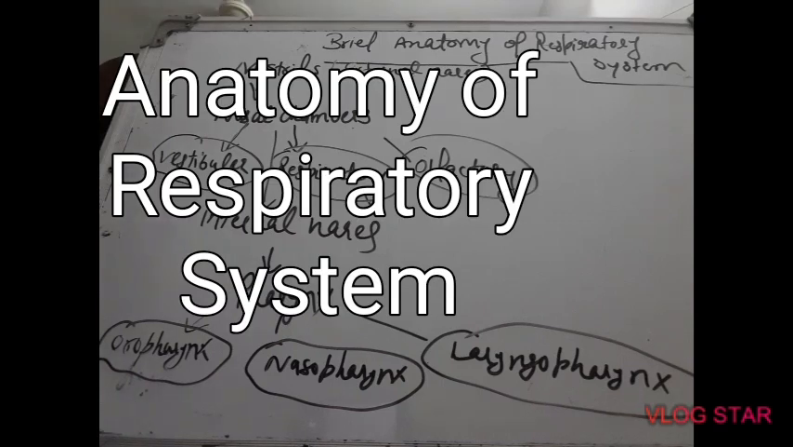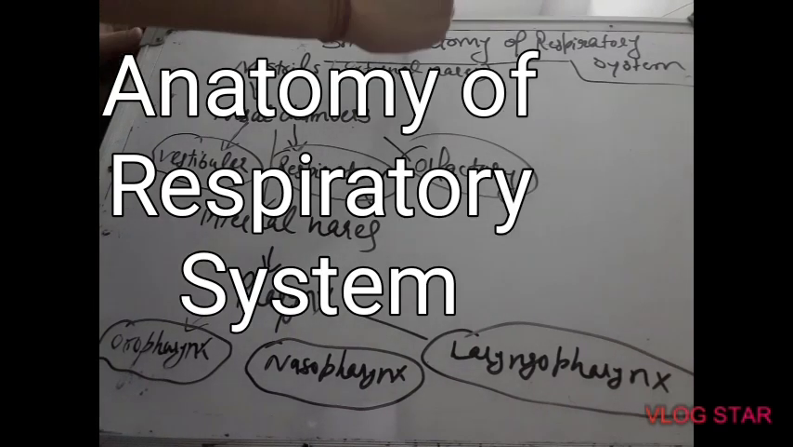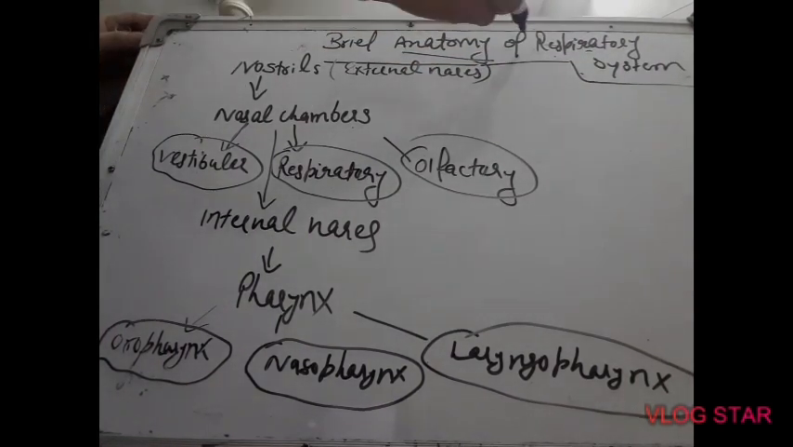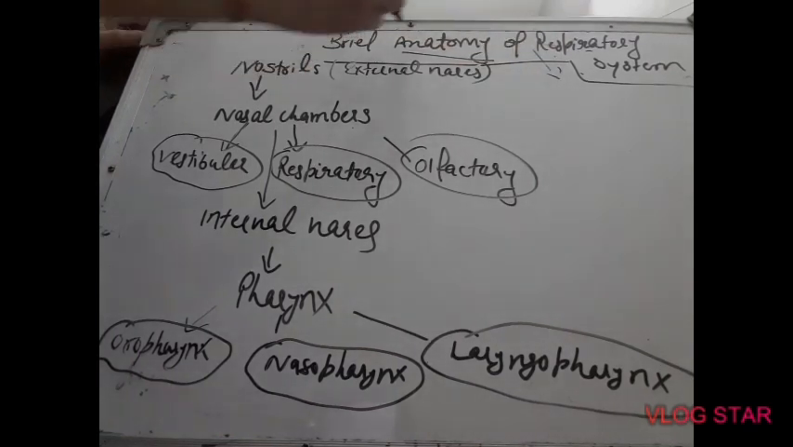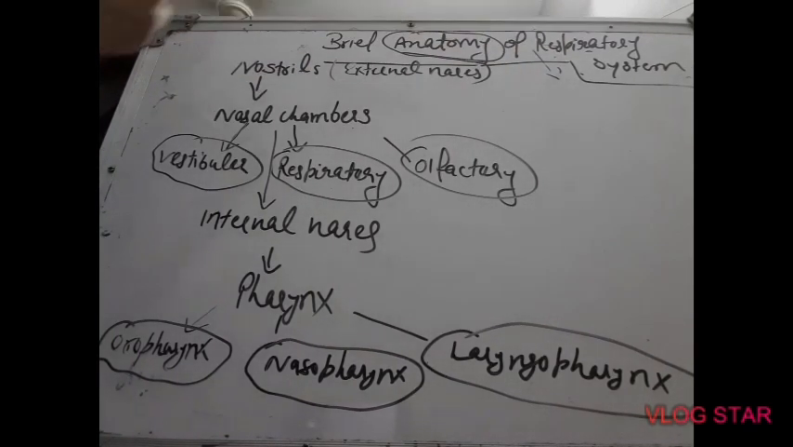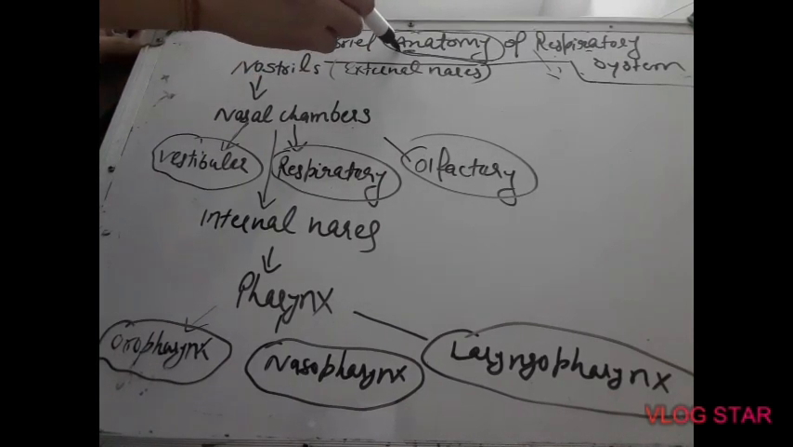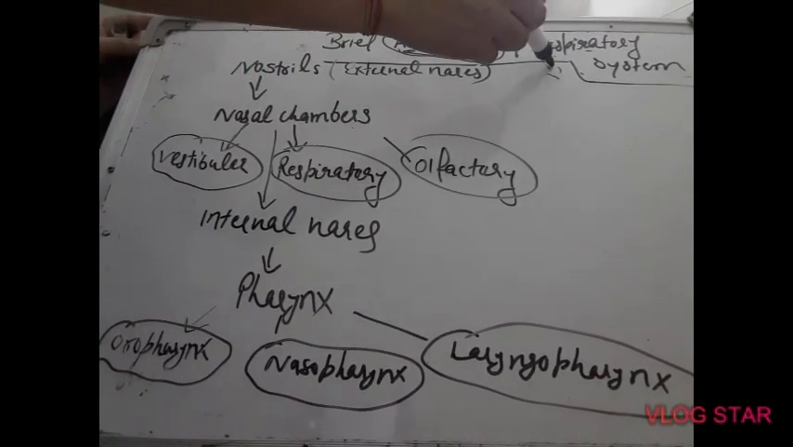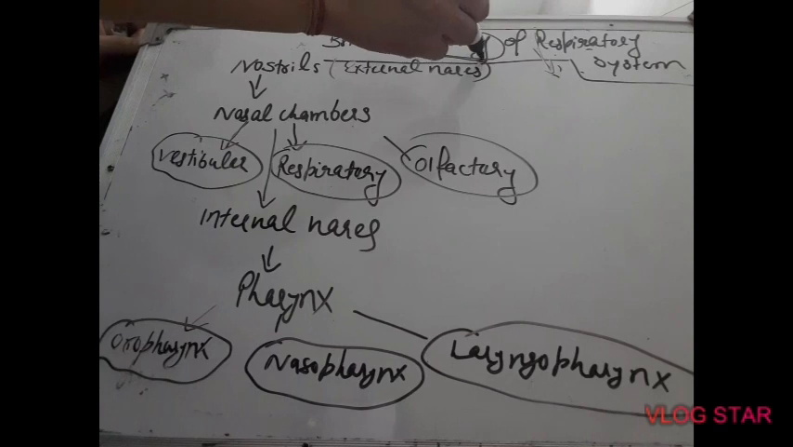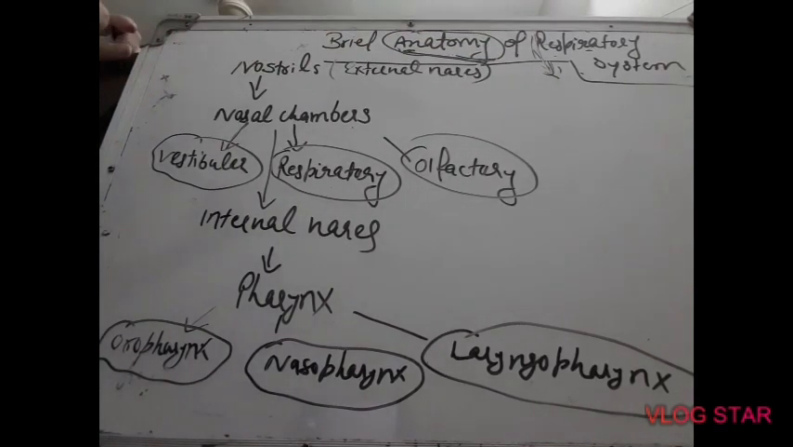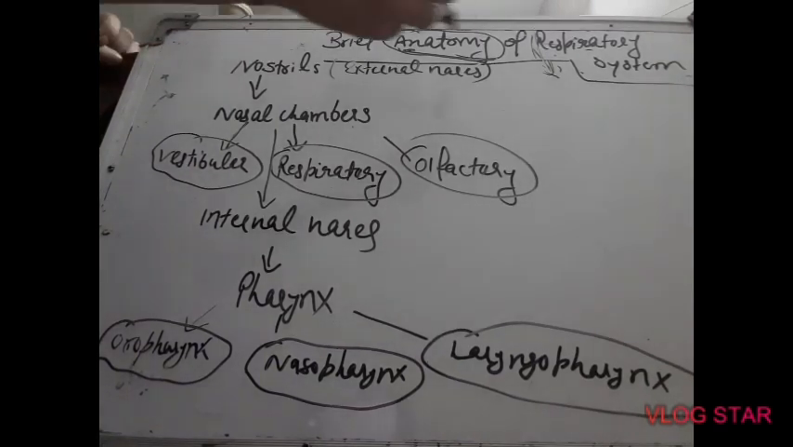Today's topic is anatomy of human respiratory system. Before going on to the topic, we must know what is anatomy. What is anatomy? It is the study of the internal organs. So we will study about human respiratory system in detail. We will study the internal structure of human respiratory system in brief.